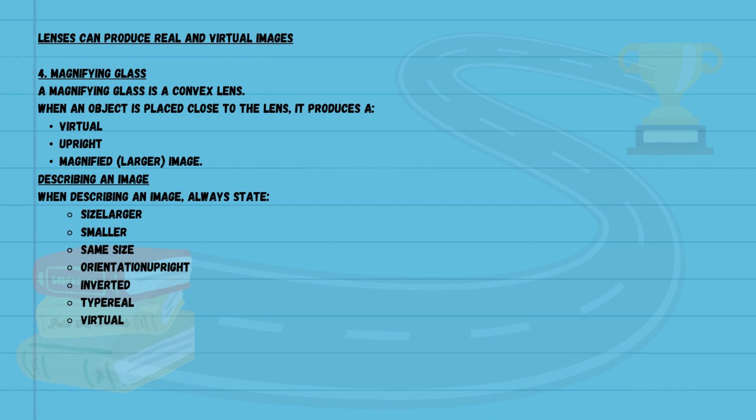Lenses can produce real and virtual images. Magnifying glass: a magnifying glass is a convex lens. When an object is placed close to the lens, it produces a virtual, upright, magnified, larger image. Describing an image: when describing an image, always state these key words: size (larger, smaller, same size), orientation (upright, inverted), and type (real, virtual).